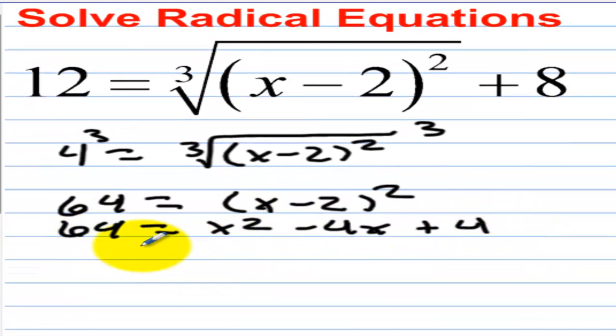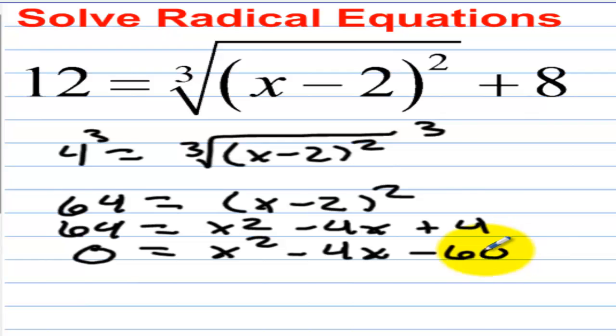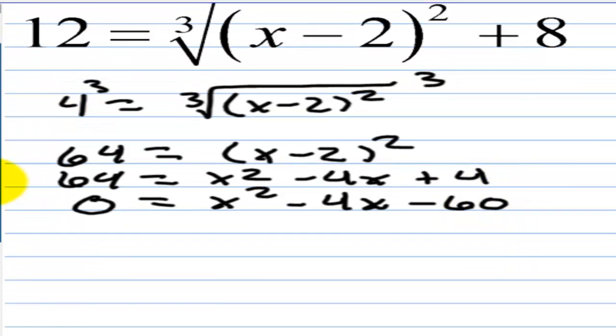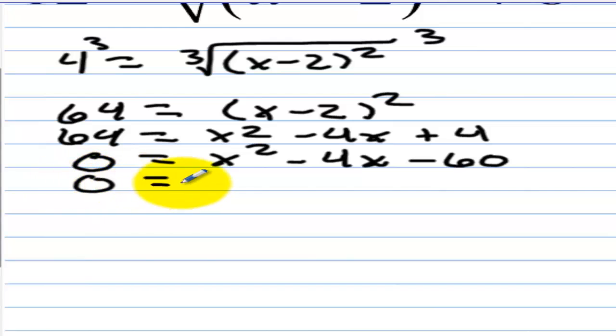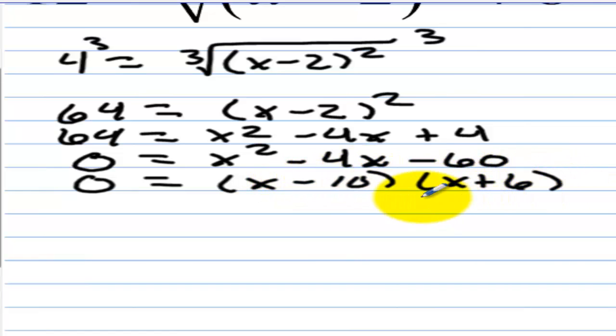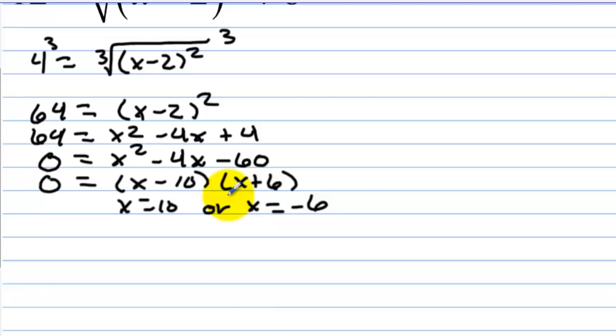And then we'll have to minus the 64 over. We get 0 equals x squared minus 4x minus 60. Now we need factors of 60 that add up to negative 4. 0 equals, we have x, let's go with minus 10 and x plus 6. So x equals 10 or x equals negative 6.